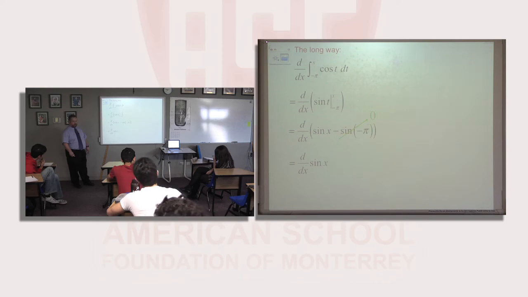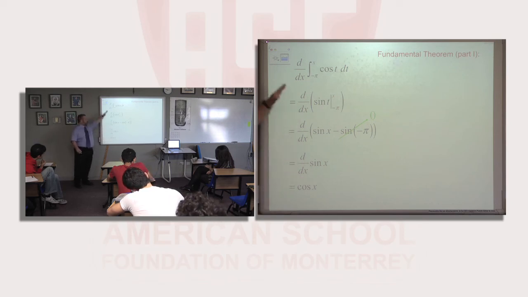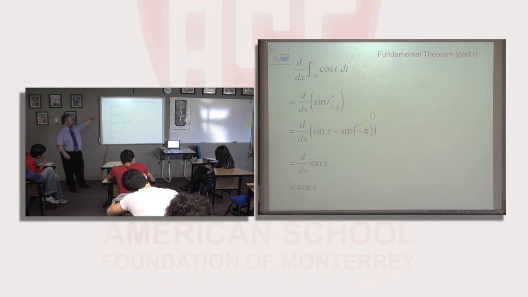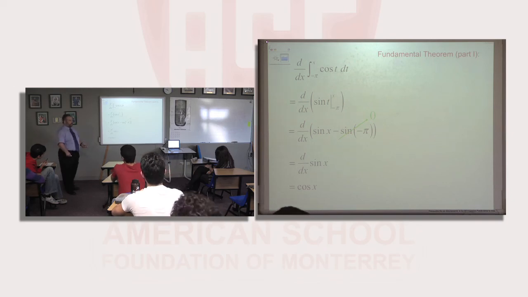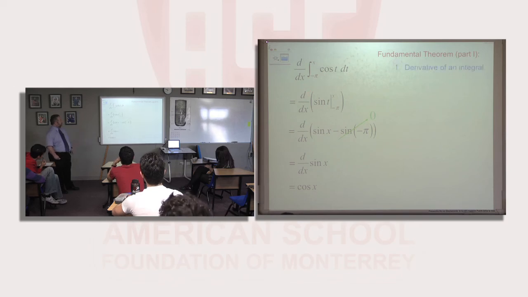And the derivative of sine x is cosine x. So we could do this the long way, without using the fundamental theorem of calculus part 1. Or we could use the fundamental theorem of calculus part 1. But in using the fundamental theorem, first we've got to make sure it meets the criteria. The first criterion was, do we have the derivative of an integral? Yes. The second criterion is the derivative matching the upper limit of integration.